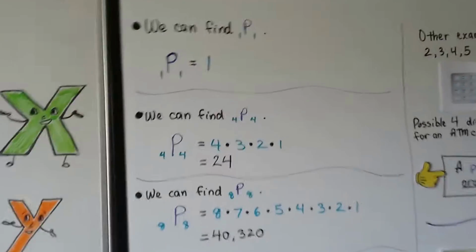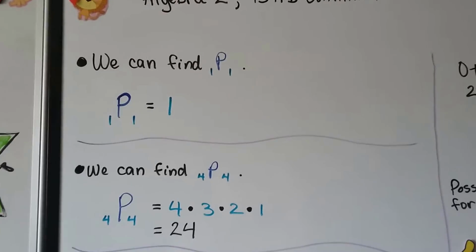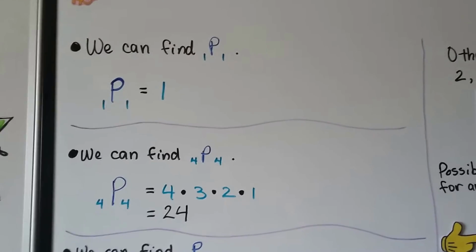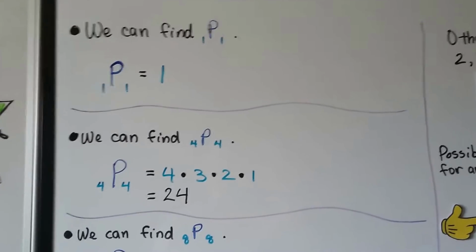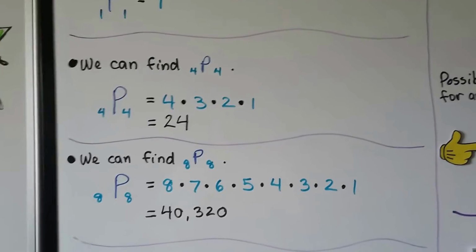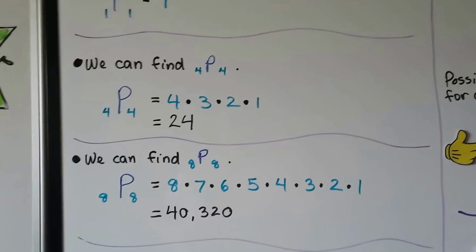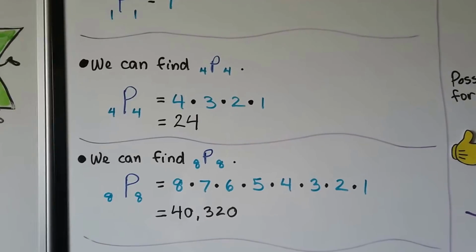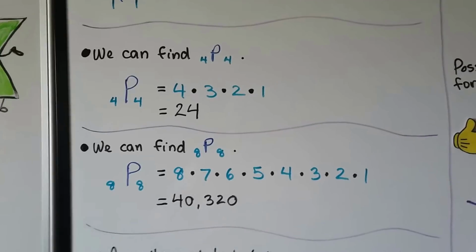We can find 1P1. How many ways can we arrange a 1? 1. We can find 4P4. We do 4 times 3 times 2 times 1. It's going to give us 24, like the gems. We can find 8P8. We do 8 times 7 times 6 times 5 times 4 times 3 times 2 times 1. We do all that multiplication. We get 40,320.